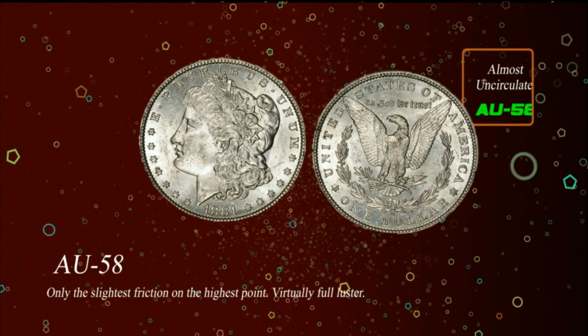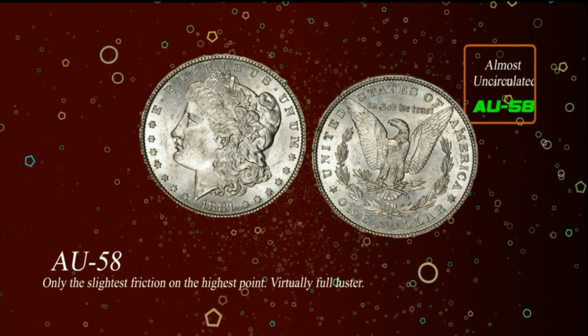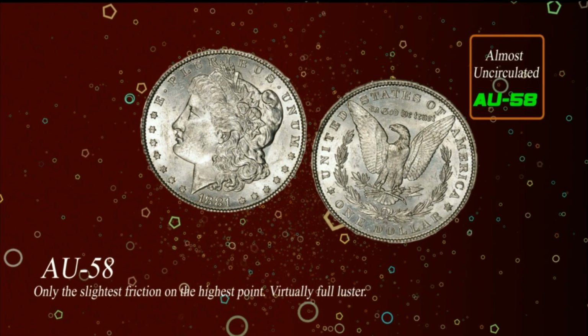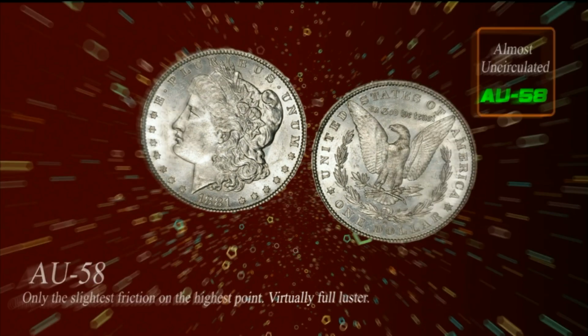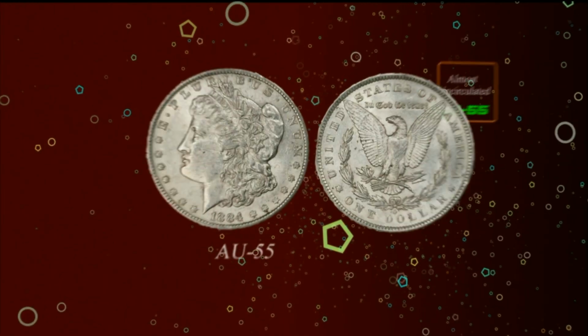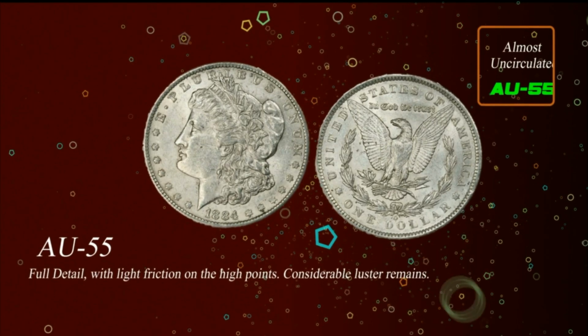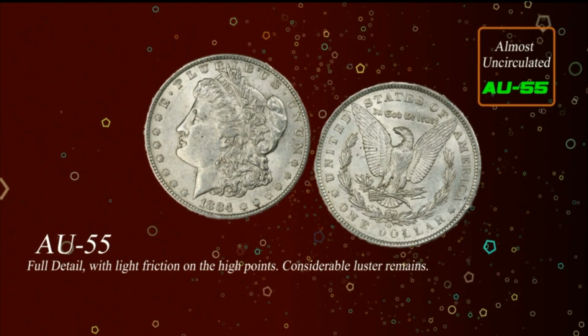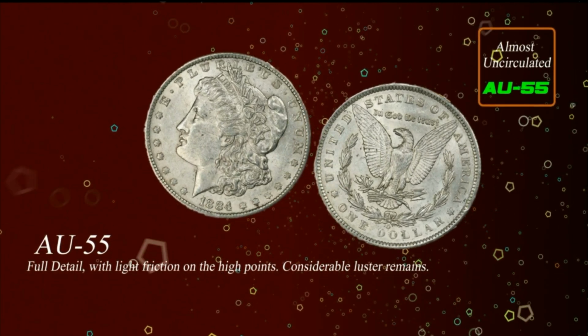Almost uncirculated or AU58. Only the slightest friction on the highest point. Virtually full luster. Almost uncirculated or AU55. Full detail, with light friction on the high points. Considerable luster remains.